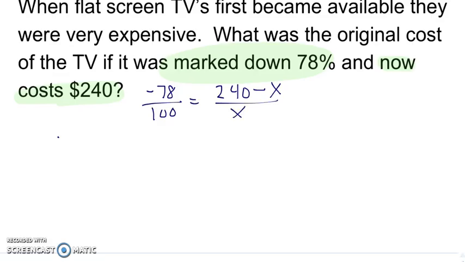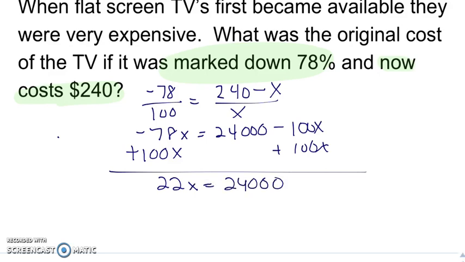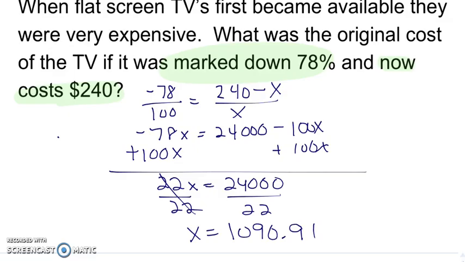We're going to cross multiply and get negative 78x equals 24,000 minus 100x. Add 100x to both sides. That leaves me with 22x equals 24,000. Divide both sides by 22. And I'm left with x equals, rounded to the nearest hundredth, 1,090 and 91 hundredths.